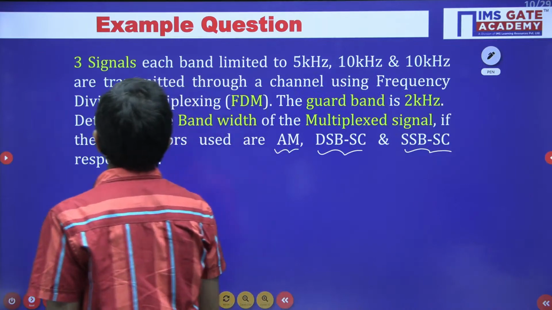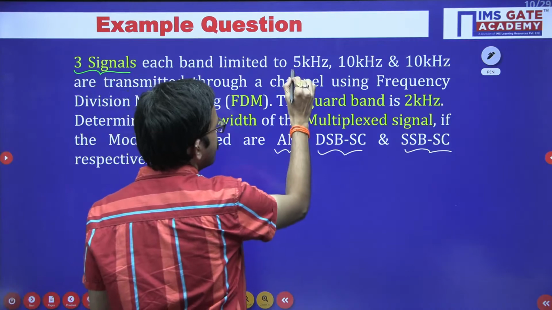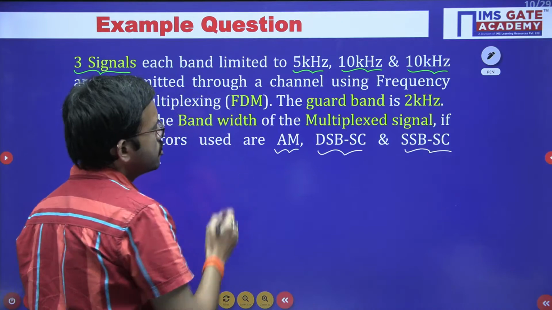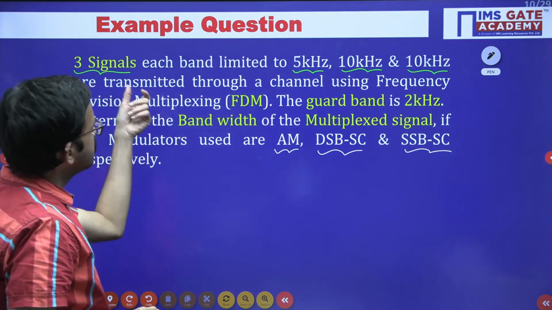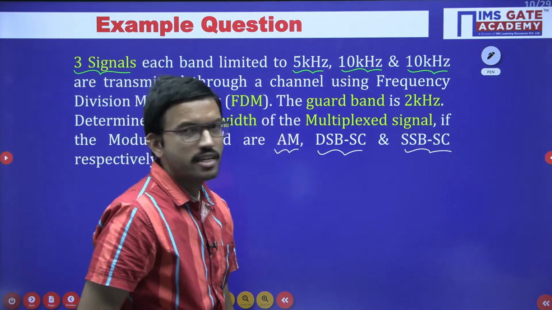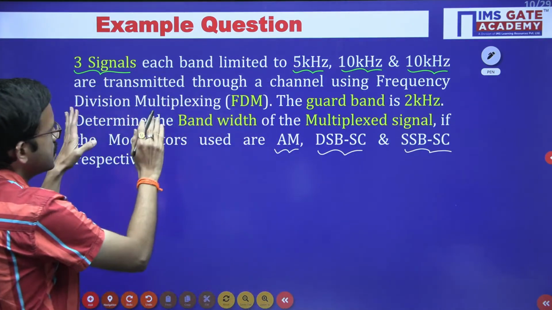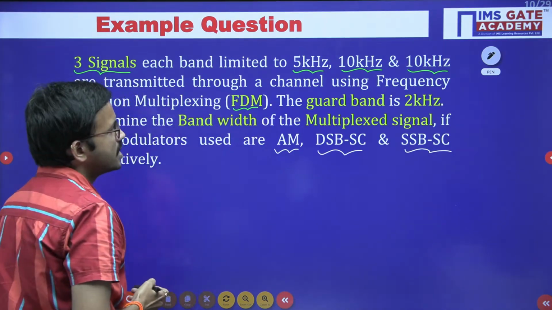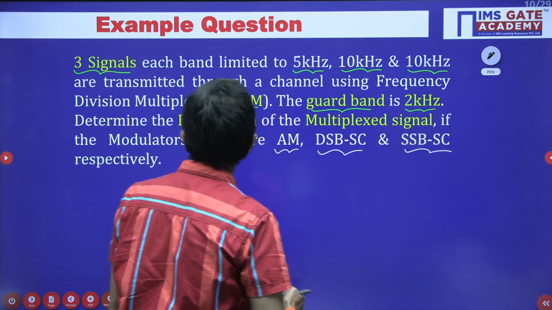First read the question. Here you have three signals, each band limited to 5 kHz, 10 kHz and 10 kHz, transmitted through a channel using frequency division multiplexing. For the first signal, the maximum frequency is 5 kHz. For the second signal, the maximum frequency is 10 kHz. Similarly, for the third signal, it is 10 kHz. Now all three signals are to be transmitted using FDM, and in this question they have mentioned the guard band as 2 kHz.